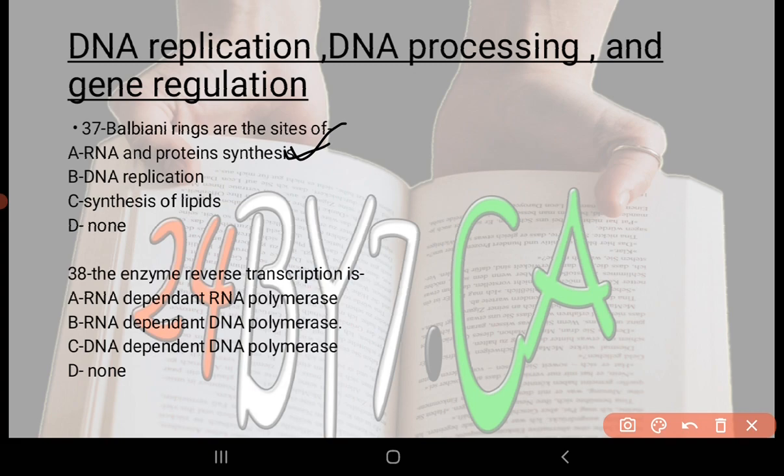Next question. The enzyme reverse transcriptase is A. RNA dependent RNA polymerase, B. RNA dependent DNA polymerase, C. DNA dependent DNA polymerase, or D. None. So the right answer is RNA dependent DNA polymerase. That is option B. The enzyme reverse transcriptase is RNA dependent DNA polymerase. Next question.